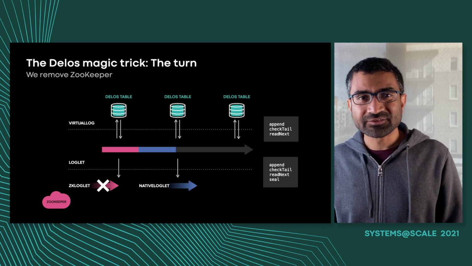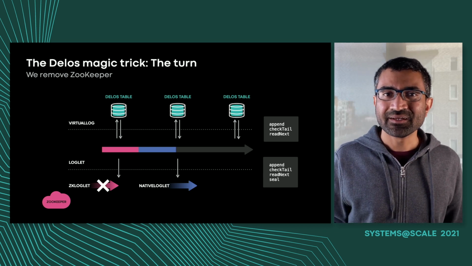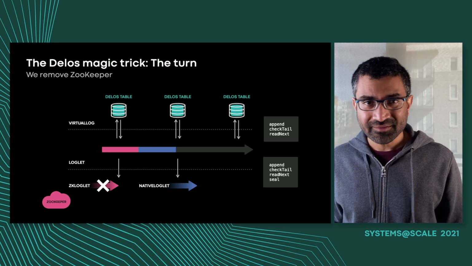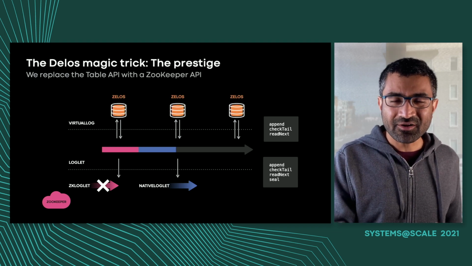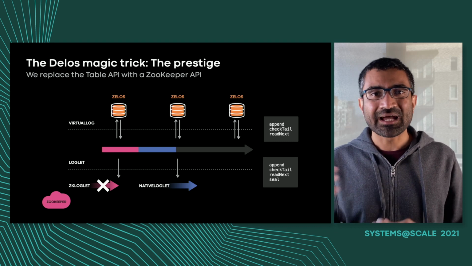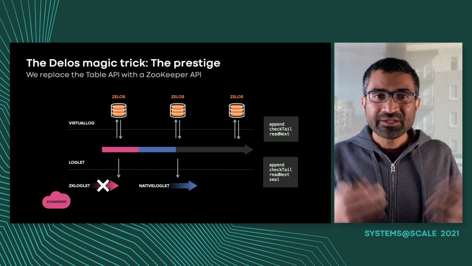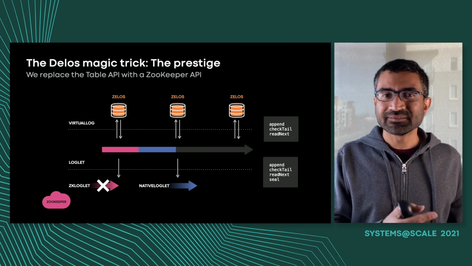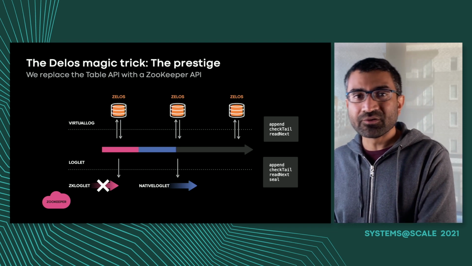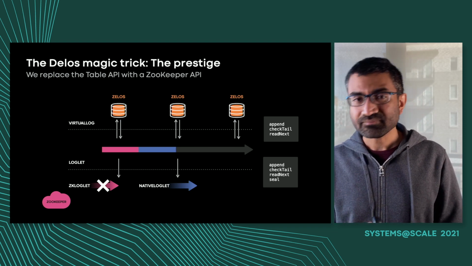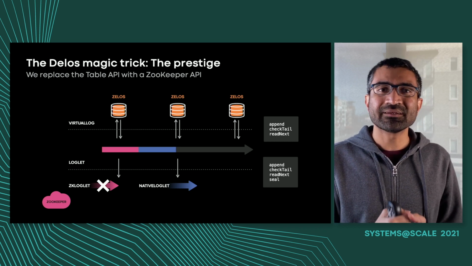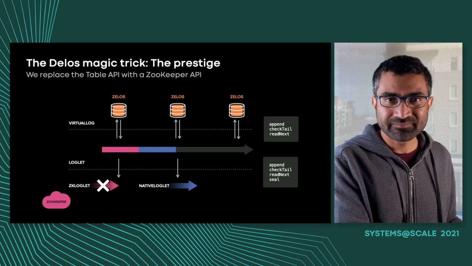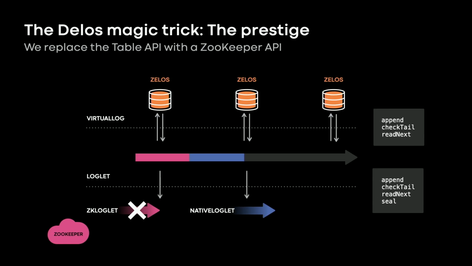But here is the really surprising part about this trick. Having made Zookeeper disappear, we then made it reappear not at the bottom of the stack as a log, but at the top of the stack as an application. So we reused a lot of the logic that we had in Delos table to create a Zookeeper clone called Zealous. So now we had two systems running on the same platform, and we didn't need to maintain a separate Zookeeper code base.